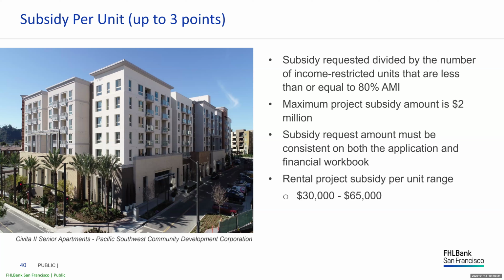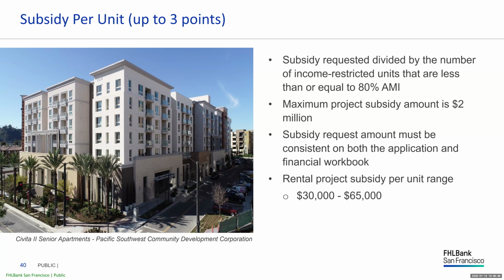The scoring for rental and owner projects is different and has been adjusted this year to increase the minimum and maximum subsidy per unit, allowing smaller projects to request more funding without losing points. For rental projects, the range is between $30,000 and $65,000 per unit, with the full 3 points for $30,000 per unit and 0 points for $65,000 per unit.